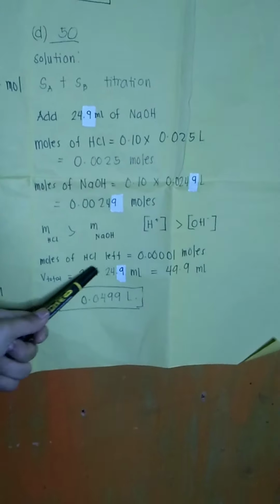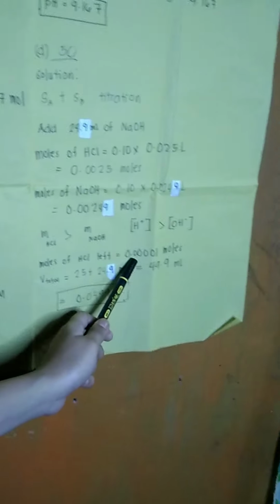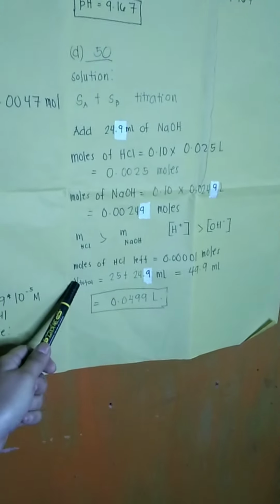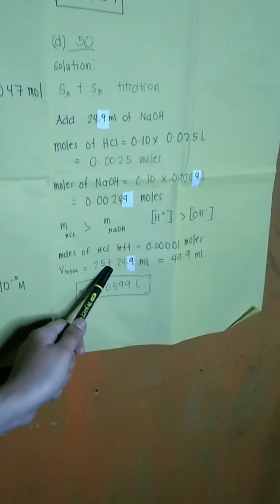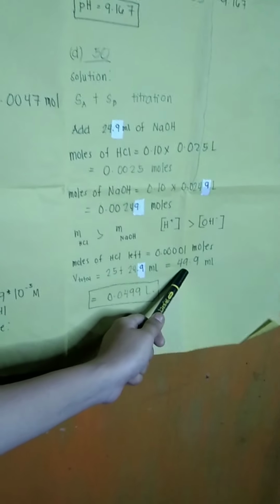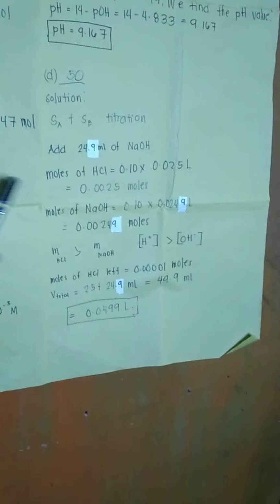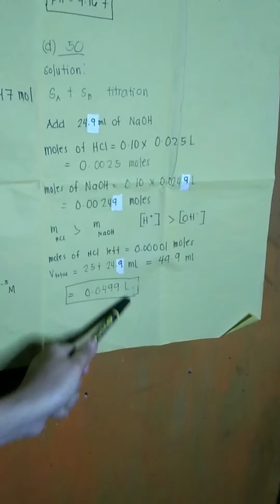0.00249 moles. Moles of HCl left equals 0.00001 moles. Total equals 25 plus 24.9 ml. We can get the answer 49.9 ml. And the final answer of this problem is 0.0499 liter.